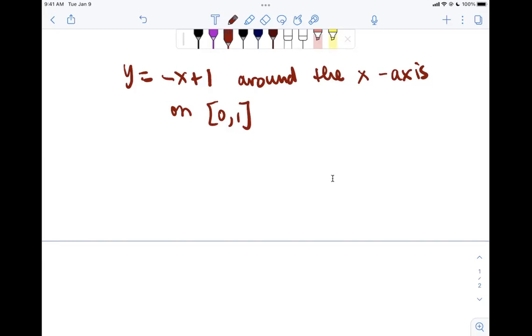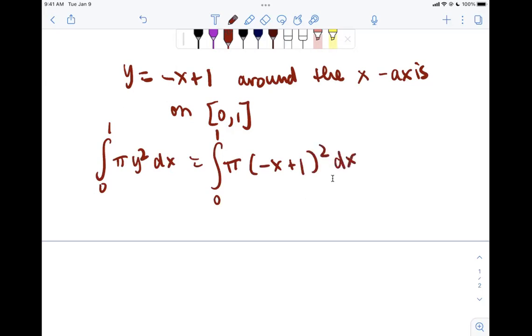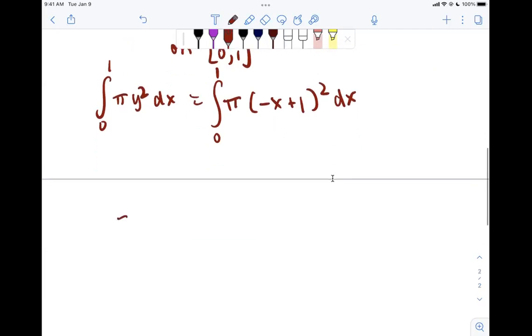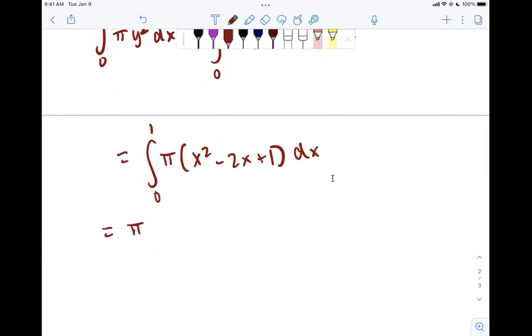All right, so let's see what this is. Again, the area of the cross section is given by the same formula as before, pi times f of x squared, which is what we're going to be integrating. So this is the integral from 0 to 1 of pi times y squared dx, which is pi times negative x plus 1 squared dx. In this case, 2 is a reasonably small power, so I'm just going to do this by expanding out. Negative x plus 1 squared is x squared minus 2x plus 1. I'm going to also pull the pi out of the integral, just to make things simpler.